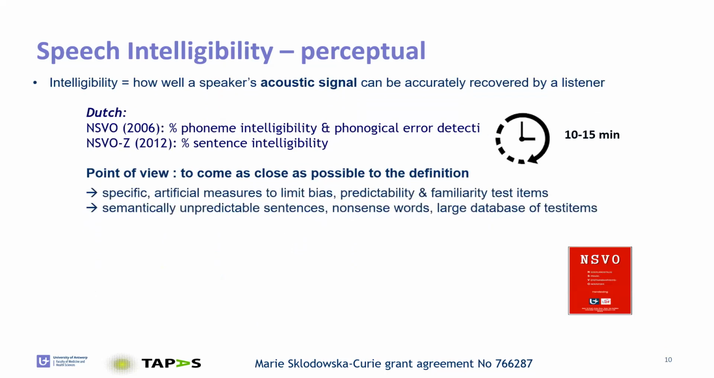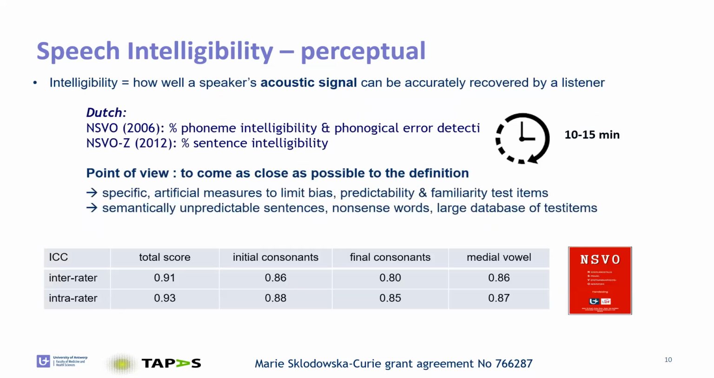Oh, sorry, this was not meant to be a pop-up, but okay, so in 2006, we developed what we call the NSVO, which measures phoneme intelligibility and allows us to do phonological error detection. In 2012, we developed a brother or a sister of that instrument that allows us to assess sentence intelligibility.